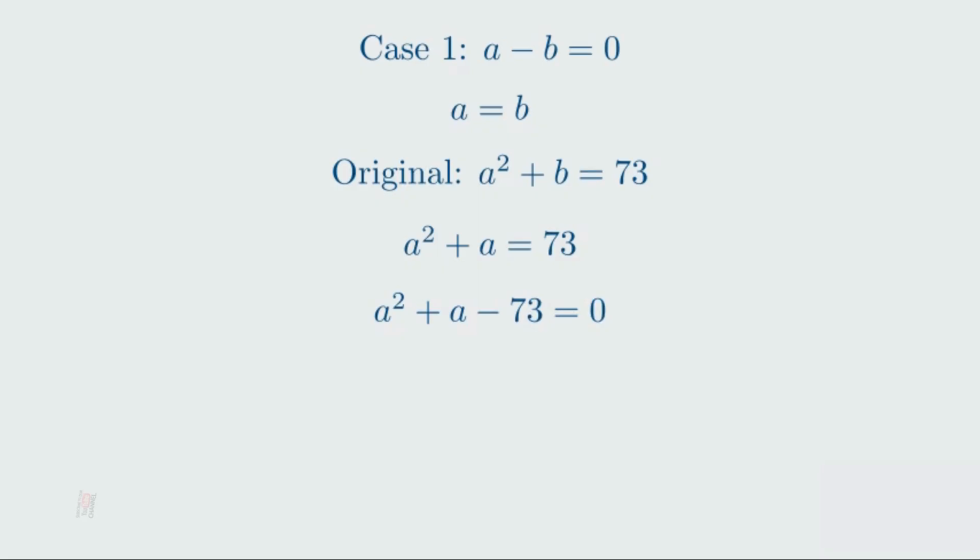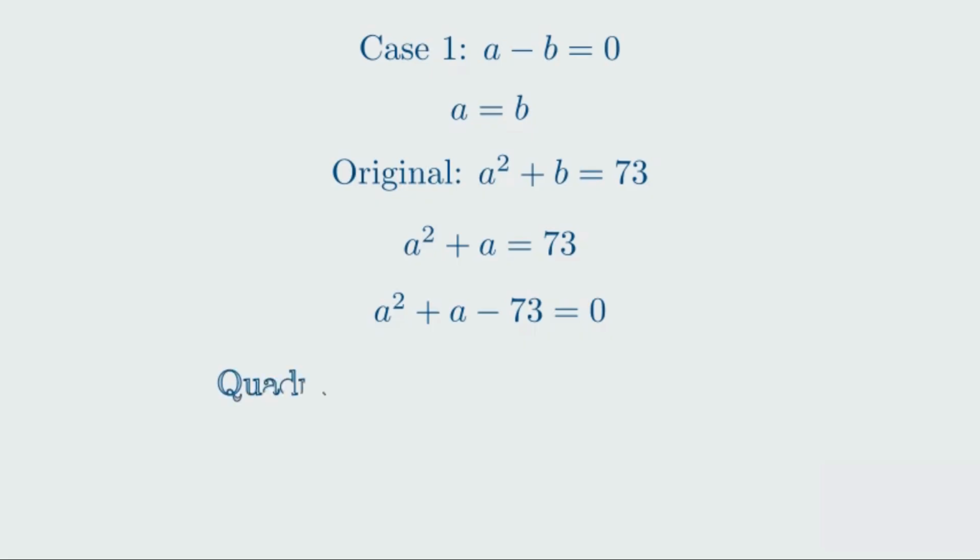Let's check if this is easily factorable. We're looking for two numbers that multiply to negative 73 and add to 1. 73 is a prime number, so its only factors are 1 and 73. No combination of these will work. This means we must use the quadratic formula to find the values for a.